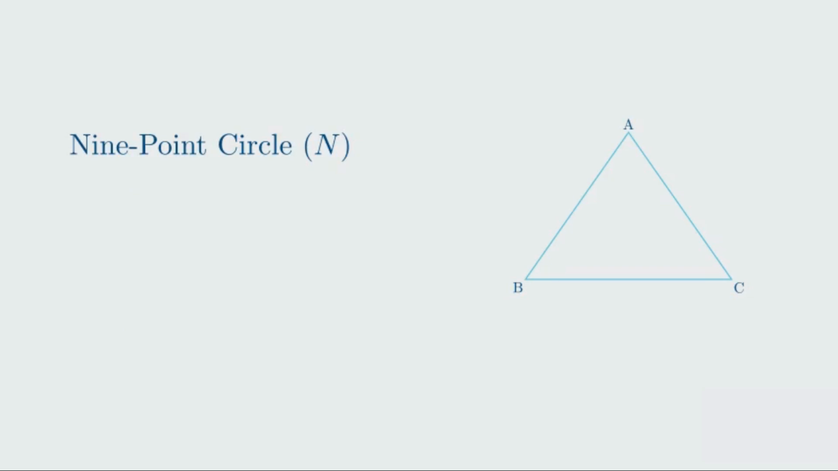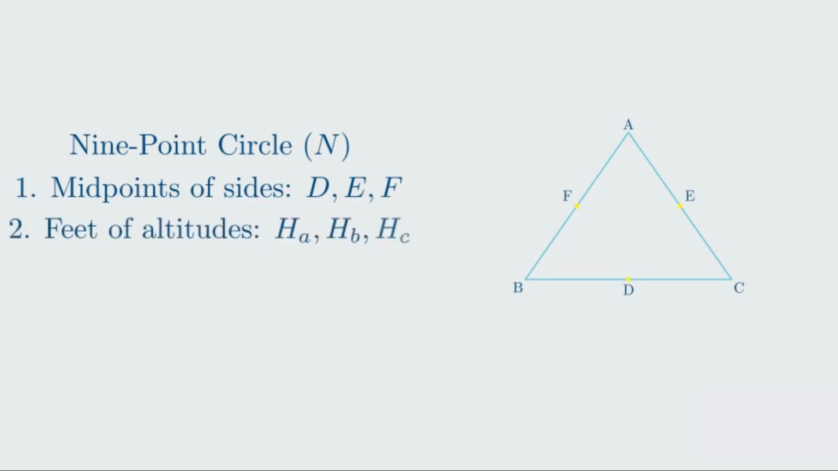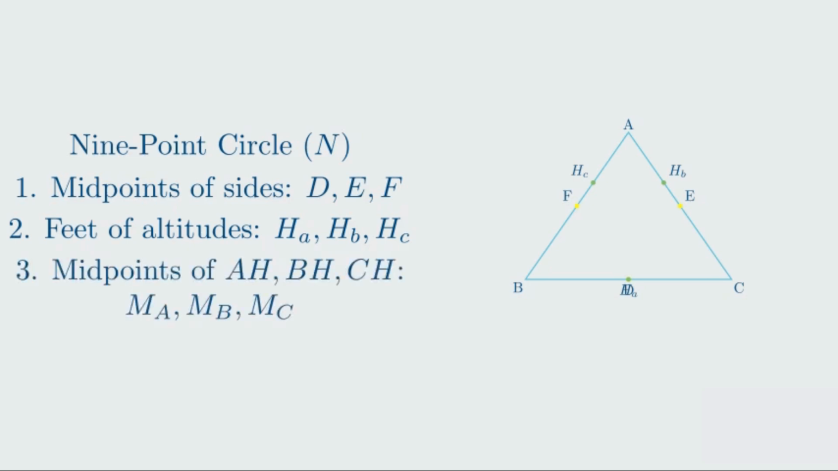Let's start with a triangle ABC. The 9-point circle, often denoted by N, is the circle that passes through 9 important points. These are the midpoints of the sides, which we'll call D, E, and F. It also passes through the feet of the altitudes, which are the points where the altitudes from each vertex intersect the opposite side. Let's call them H sub A, H sub B, and H sub C. And finally, it passes through the midpoints of the segments connecting the vertices to the orthocenter, which we'll denote by H. Let's call these M sub A, M sub B, and M sub C. All 9 of these points lie on the 9-point circle.